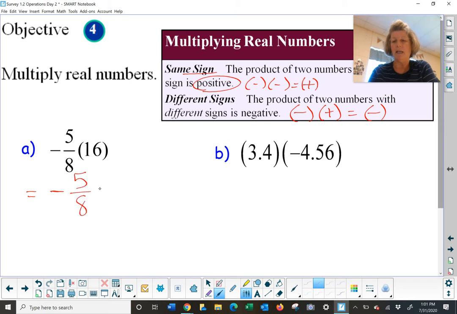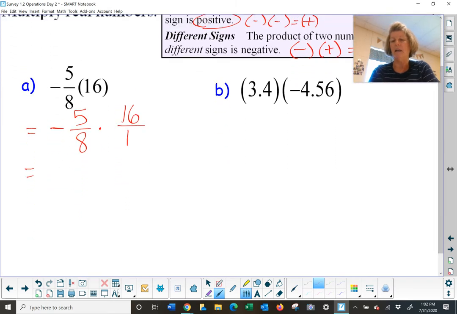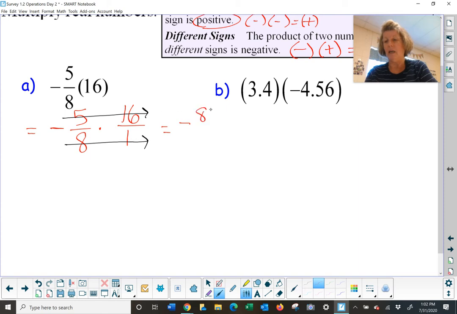But I'm going to show you, I'm going to take 5/8 times 16/1, just to see if you remember how to multiply fractions. I multiply across the top, and I'm going to multiply across the bottom. We'll do it right there. This will equal -15, or 5 times 16 is 80. And on the bottom I have 8. 8 times 1 is 8. And 8 goes into 80 10 times, so I'm going to have -10.